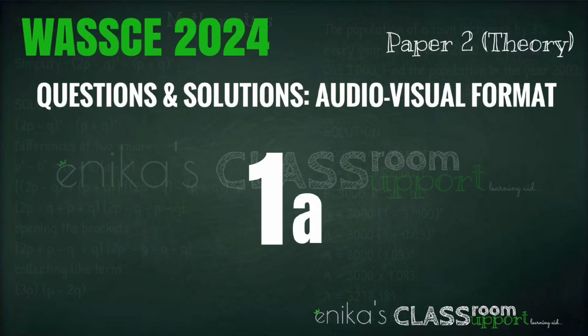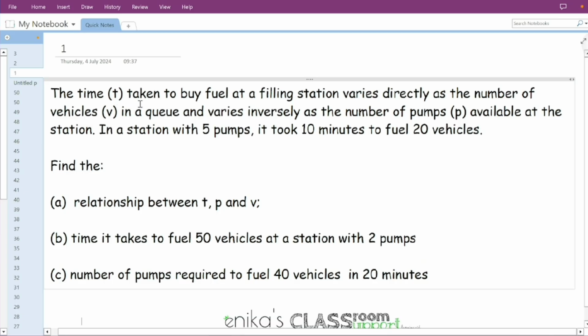WAEC theory question 1 says, the time T taken to buy fuel at a filling station varies directly as the number of vehicles V in a queue and varies inversely as the number of pumps P available at the station. In a station with 5 pumps, it took 10 minutes to fuel 20 vehicles. Find the relationship between T, P, and V.